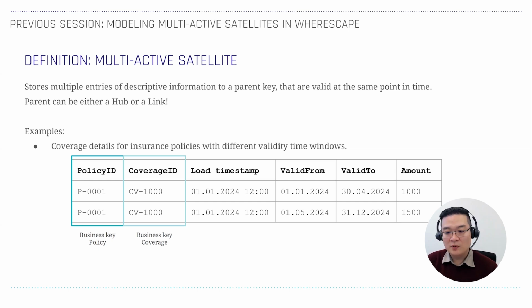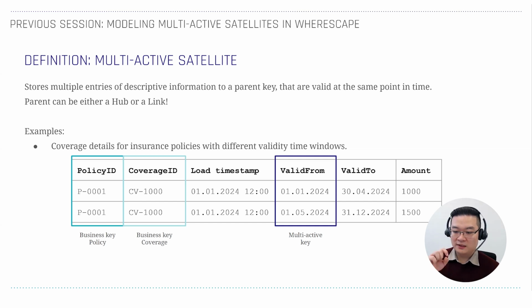So in this example, we established that you would have the business keys, policy and coverage. The valid from we would choose as the multi-active key. The multi-active key basically acts as part of the primary key definition in the source, so that you can use the business keys together with the multi-active keys to uniquely identify the records in the source table. That's the general idea, and that's also a hint on how to identify multi-active keys.